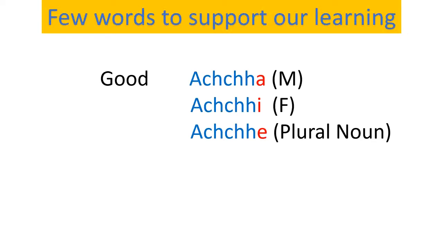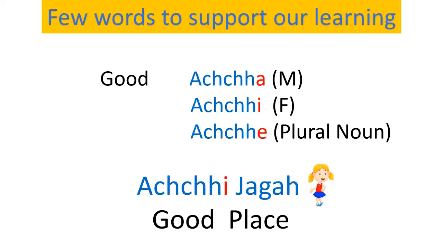Let us learn this with one more example. Second word is good. Good in Hindi can be acha, achhi or achhe. If good is followed by a masculine noun, then it is acha in Hindi. If it is followed by a feminine noun, then it is achhi in Hindi. Or if good is followed by a plural noun, then it is achhe in Hindi. So as we know, jagah is feminine. Good place will be achhi jagah because jagah is feminine and achhi comes for feminine.